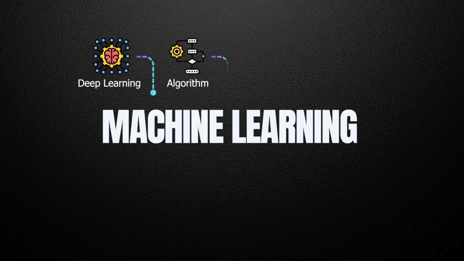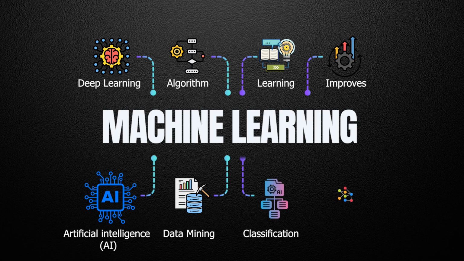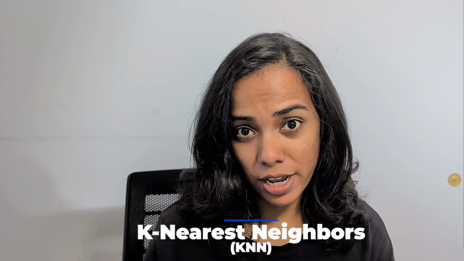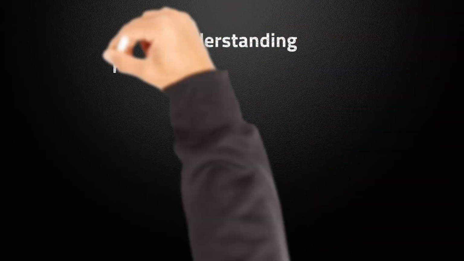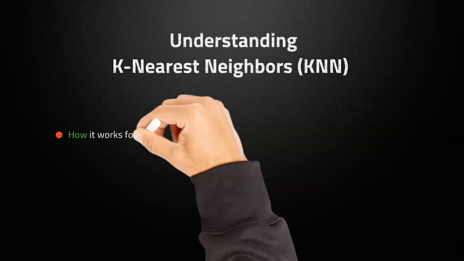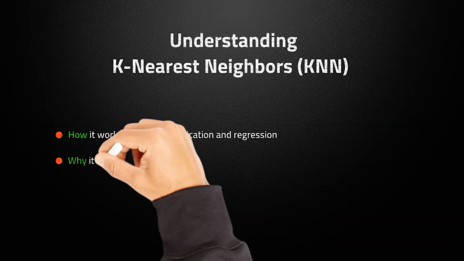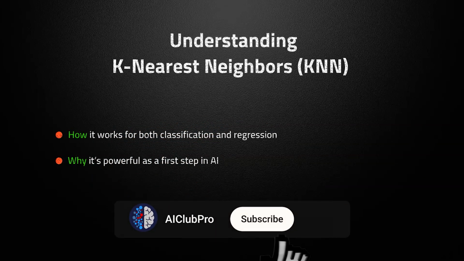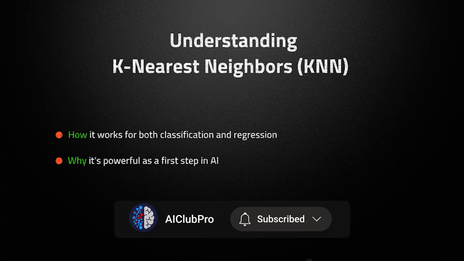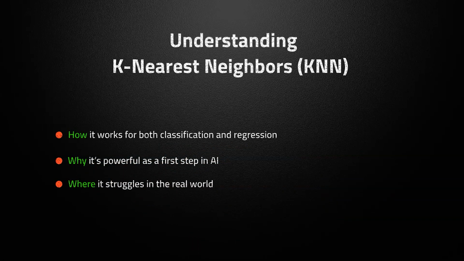In this video, we'll explore one of the simplest and most intuitive algorithms in machine learning, K-nearest neighbors or KNN. By the end, you'll understand how it works for both classification and regression, why it's powerful as a first step in AI, and where it struggles in the real world.